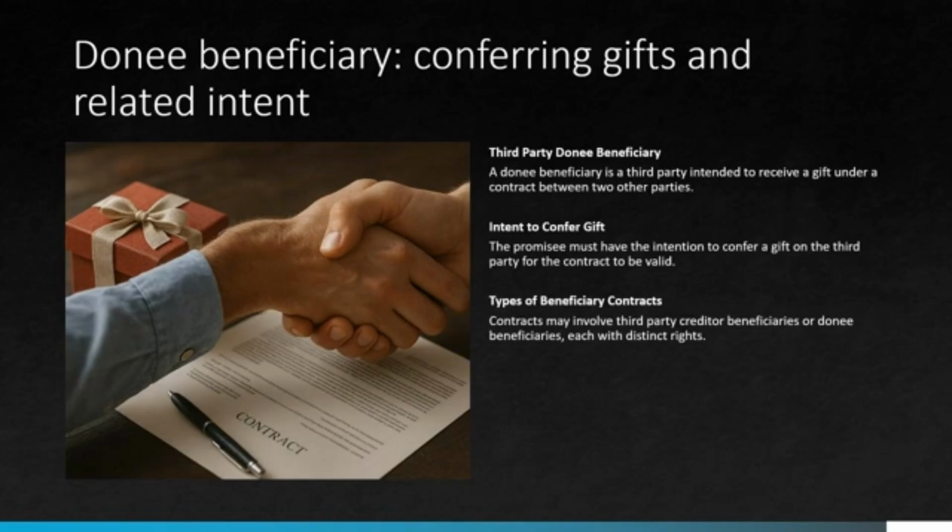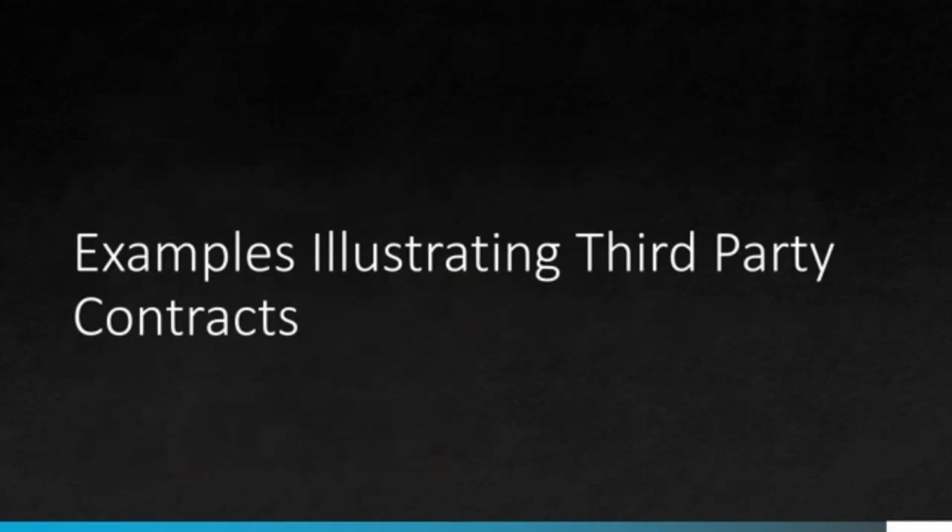Remember that the third party is not a contracting party. They're not a party to the contract. However, depending on the situation, they may have some rights and could go to court to have the contract enforced. And this will just depend on the situation, the type of contract, and what's happened. Next, we'll give some examples.